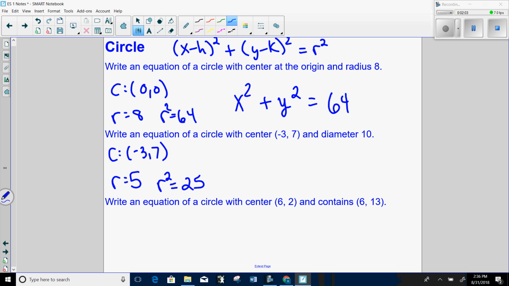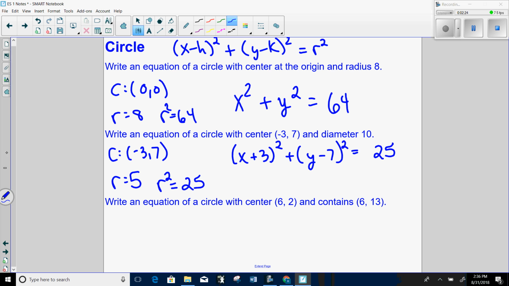So now we're ready to write the equation. It's (x + 3)². Remember, it's the opposite, so −3 becomes +3, plus (y − 7)², because it's the opposite of 7, equals 25. That's the equation of a circle.